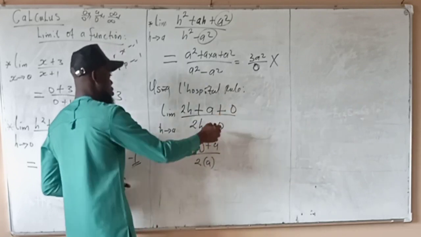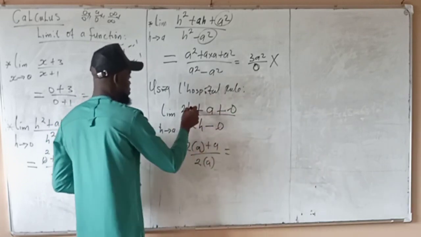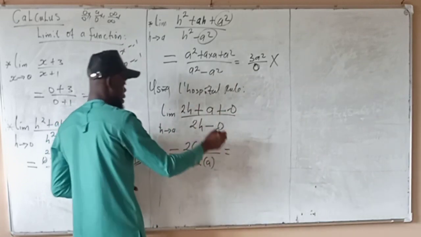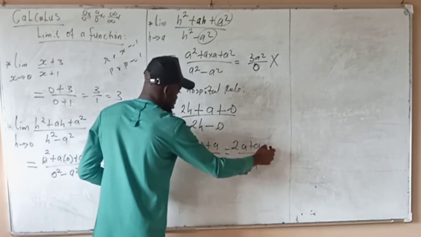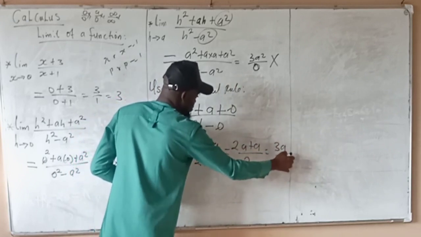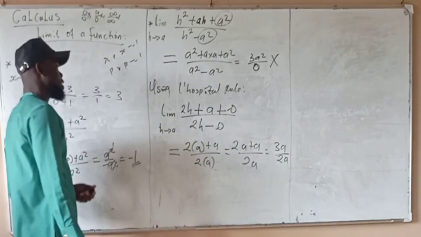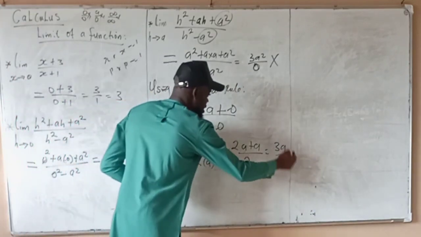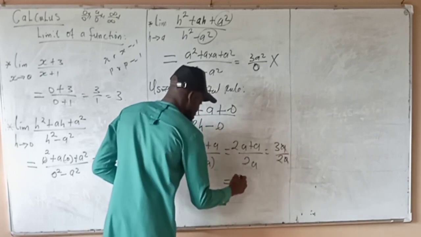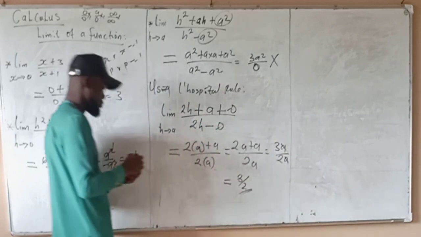That 0, 0 will go. So we're going to have 2h here, 2a here, 2a here. We're going to have 2 times that is 2a plus a over 2a, and it was 3a over 2a. That's 3a over 2a. Next, a can cancel a, then we'll be having 3 over 2 as the answer.